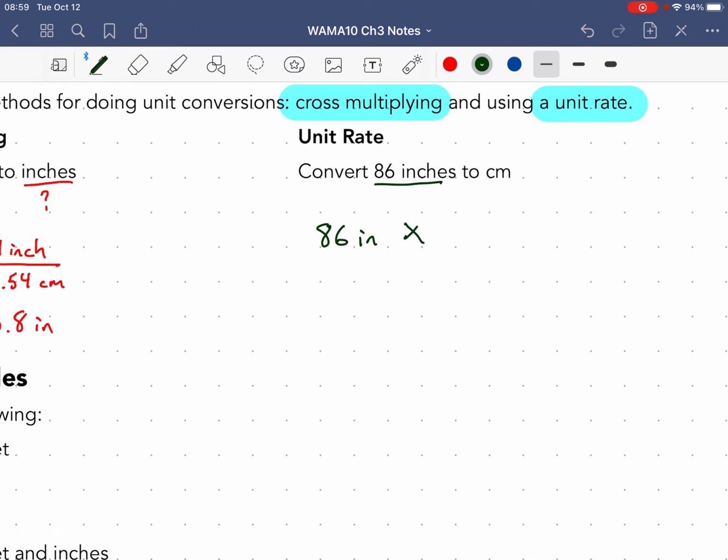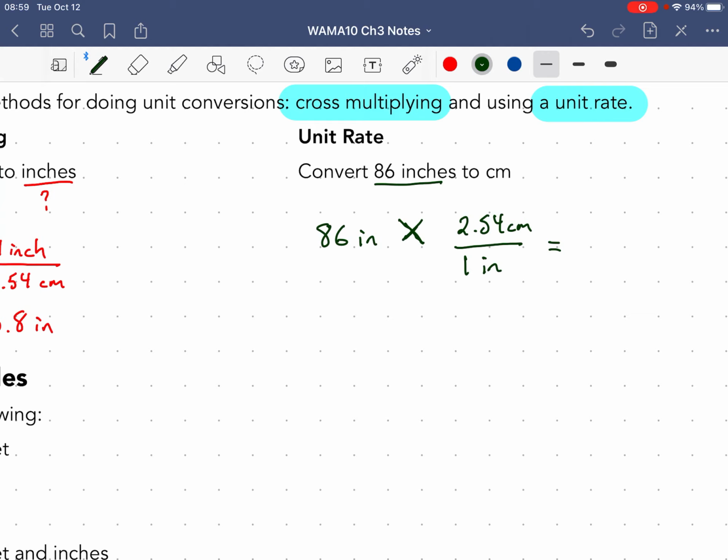Then I need to multiply this by a number. And in that number, I need to have centimeters on top and inches on the bottom. It's going to be a fraction. So I have to have centimeters on top, 2.54 centimeters in 1 inch. So I'm just going to multiply these two out like this.